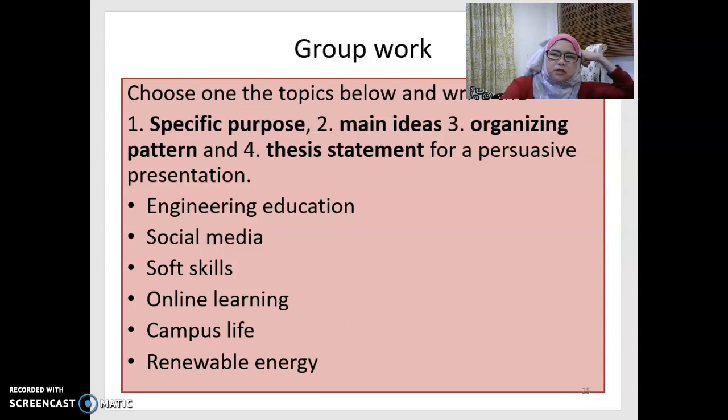You tell them what is the specific purpose. Is it to persuade them to buy something? You definitely have to persuade them. Okay, the next one is the main idea. What are the main points that you would like to share with them?